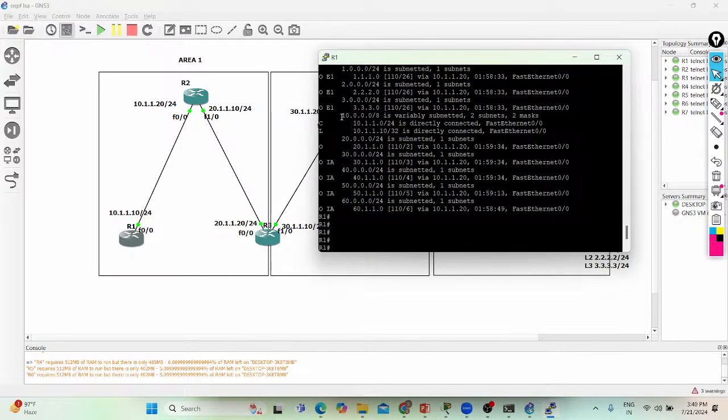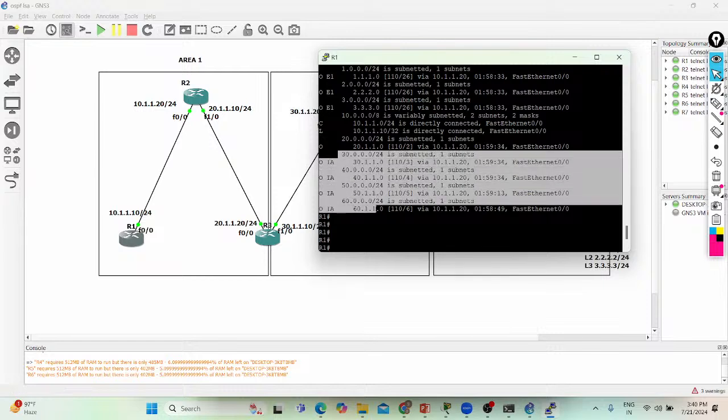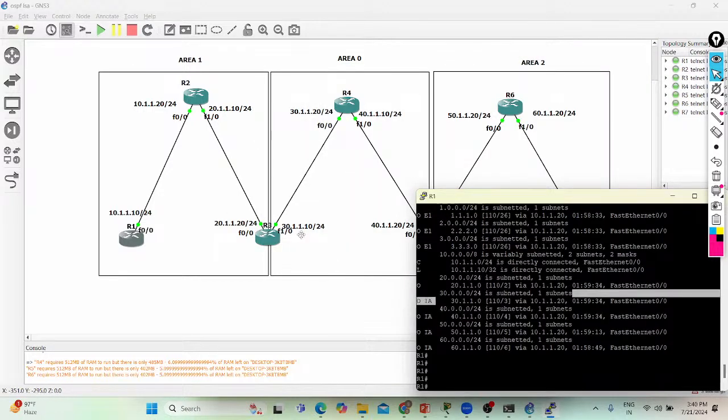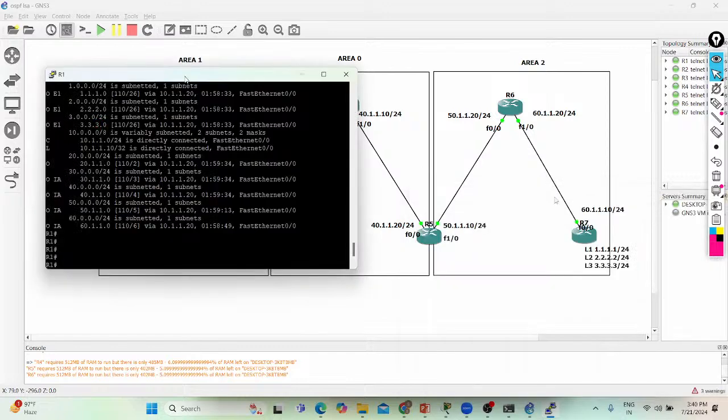But I was only having a route 10 in my network. 20 is coming from OSPF, that is from this router, whereas 30, 40, 50, 60 is coming from O IA. O IA stands for OSPF inter area. That means it is coming from a different area. This ABR is taking this information to my area. 30, 40, 50, 60 all are from the different areas.